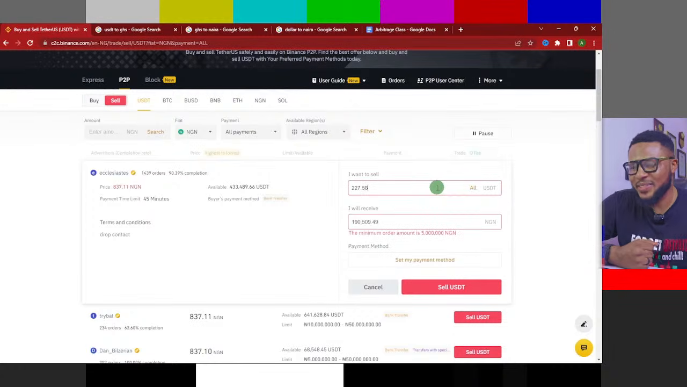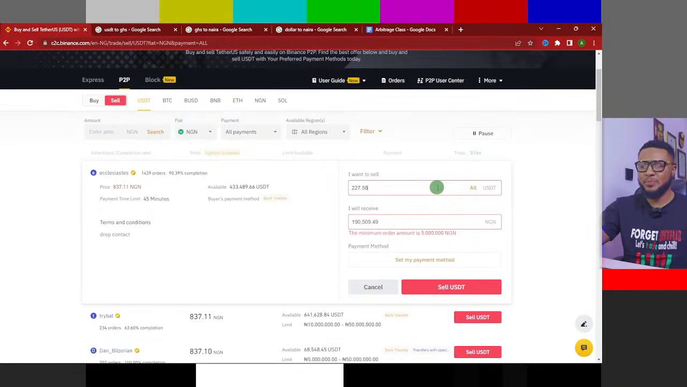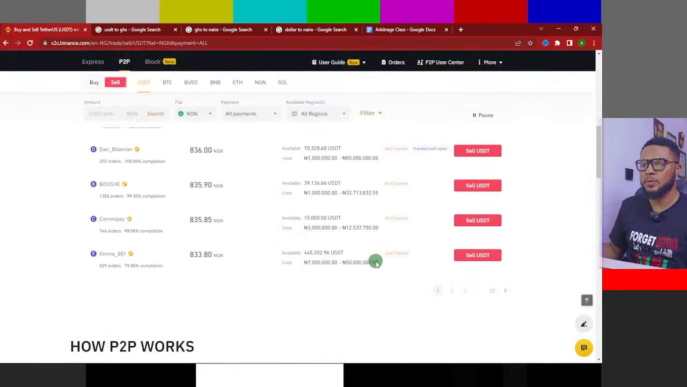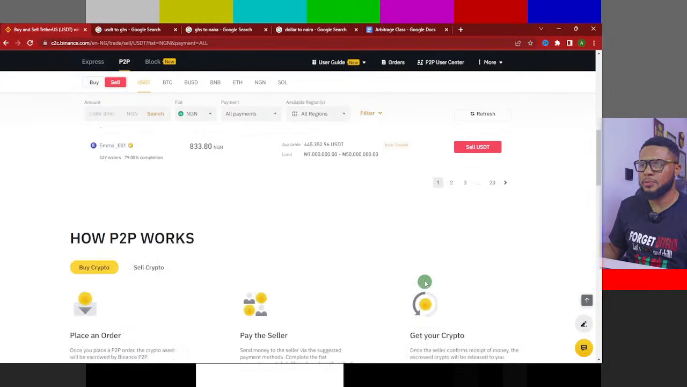Remember, we invested 100,000 naira. So what we're going to get now is 190,509 naira 49 kobo, right? So now why this is not going to go through is because this guy's minimum amount is 5 million. The minimum transaction amount is 5 million. So if you're trading below that 5 million or any amount that you're trading with, just keep scrolling. You will see somebody that is collecting for much lower, right? If you just keep checking, you'll see it.